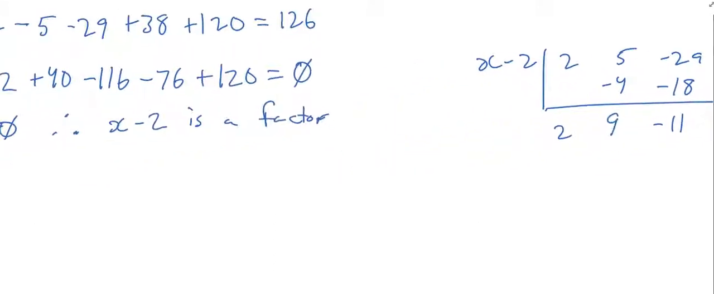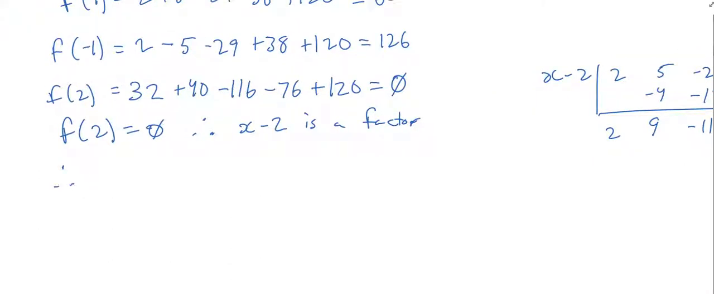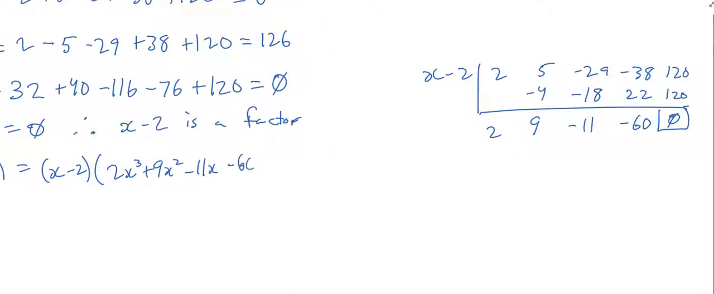Yeah. Okay, so remember, then we say, therefore, f at x equals x minus 2 times 2x cubed plus 9x squared minus 11x minus 60 plus 0.